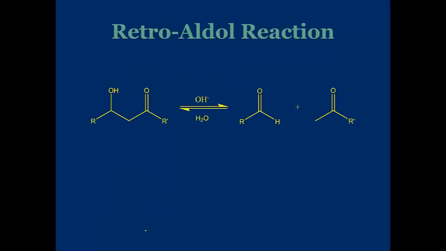Obviously, if you can go in one direction, you can go in the other as well, which is where the retroaldol reaction comes into play. This one's a lot simpler to conceptualize than the aldol condensation. Just note that you're taking an aldol and breaking it into two pieces. So, in a sense, you're basically splitting it right down the middle, protonating this end, and just taking this carbon off.